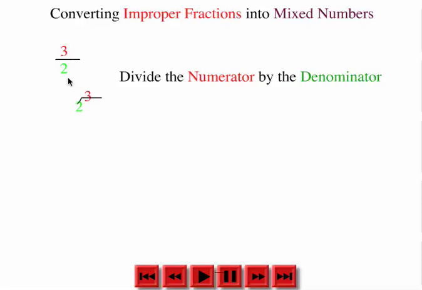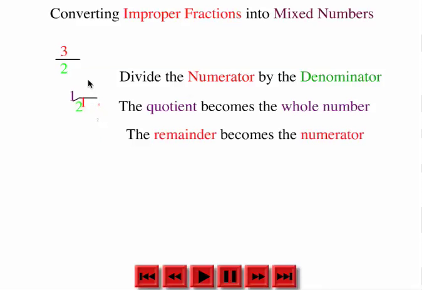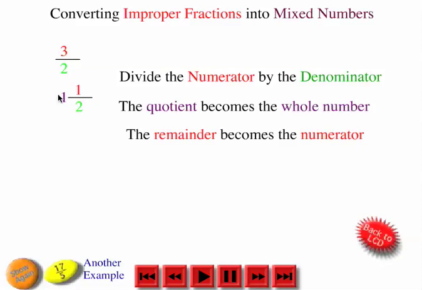3 over 2 is 3 divided by 2. So 2 goes into 3 once. 1 times 2 is 2, and the remainder is 1. The quotient is the whole number, and the remainder is the numerator. So 1 and 1/2.